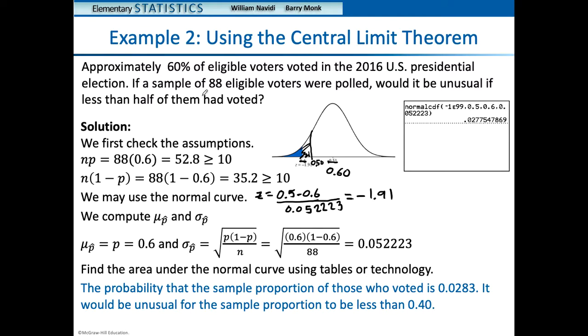Alternately, you could run the normal CDF command on your calculator. We would use negative 1E99 for the lower endpoint, 0.5 for the upper endpoint, 0.6 for the mean, and 0.052223 for the standard deviation. The answer that you get either way should be about 0.028, which is definitely less than 0.05. So we would say yes, it would be unusual for the sample proportion to be less than 0.5.